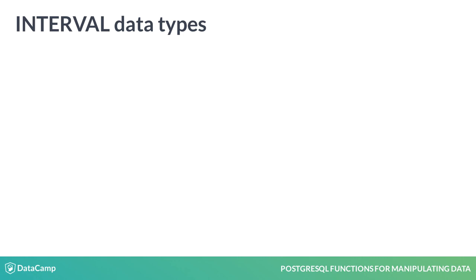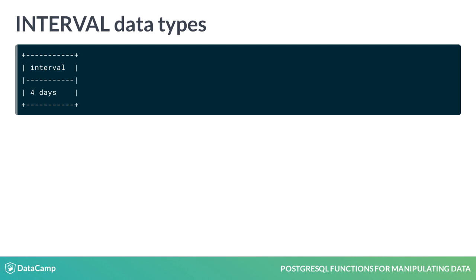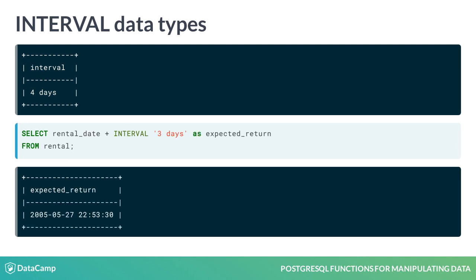Finally, interval types store date and time data as a period of time in years, months, days, hours, seconds, etc. For example, 4 days. Intervals are useful when you want to do arithmetic on date and time columns. Here you'll see a query where we calculate an expected return date based on a 3-day rental duration by adding an interval of 3 days to the rental date column from the rental table in our DVD database.